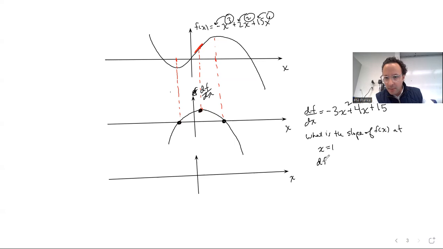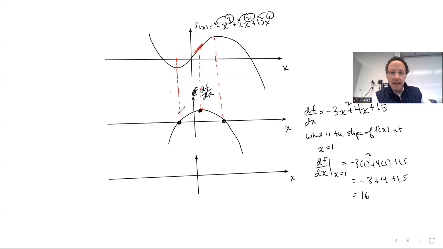The way I would symbolically write that is like this. df dx evaluated at x equals 1 is equal to -3 times 1 squared plus 4 times 1 plus 15. This is -3 plus 4 plus 15. This is equal to 16. So at x equals 1, the original function is increasing at a rate of 16 with whatever units apply, if any.